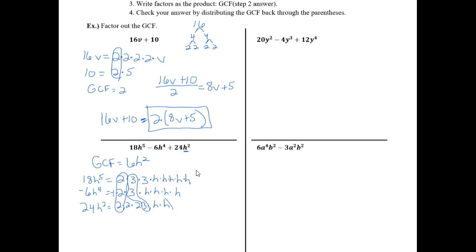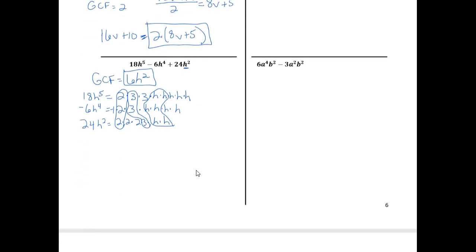And they all have two h's. So again, this is another way to look at it if you're a visual person. So that's where the 6, 2 times 3, and h squared becomes part of our GCF here. So that was step 1. Step 1 is finding the GCF.